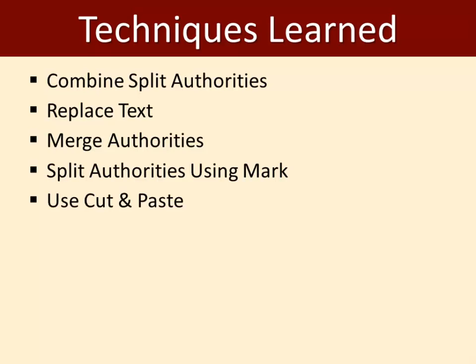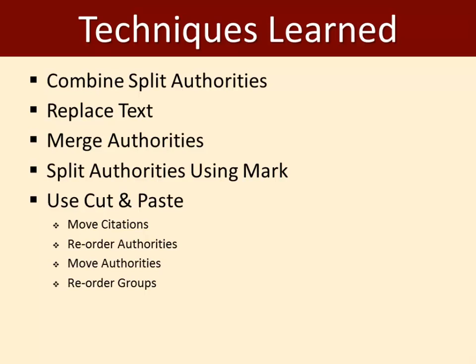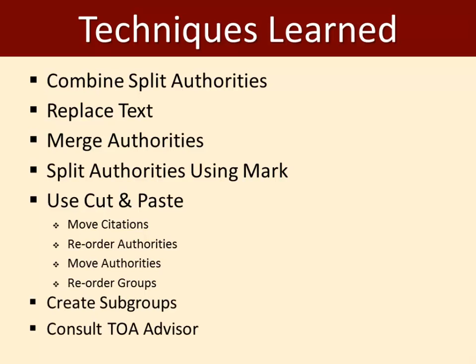We also learned how to use cut and paste to move citations from one authority to another, to change the order of authorities within a group, to move authorities from one TOA group to another, and to change the order of groups. We learned that we can create subgroups, which is a popular form of formatting, especially in California. And we learned how to consult the TOA advisor to find out how to solve common TOA editing problems.